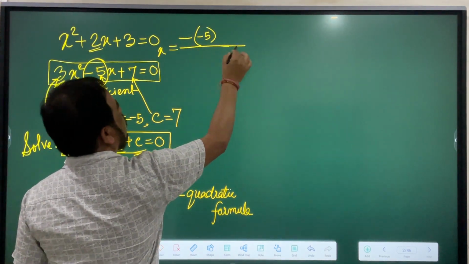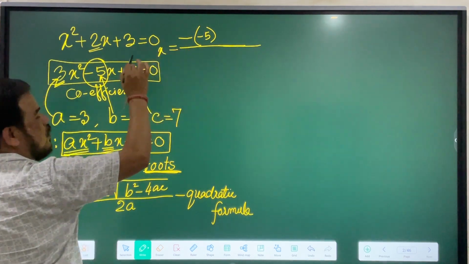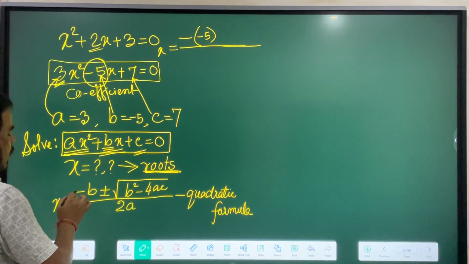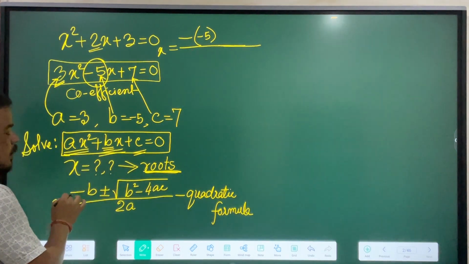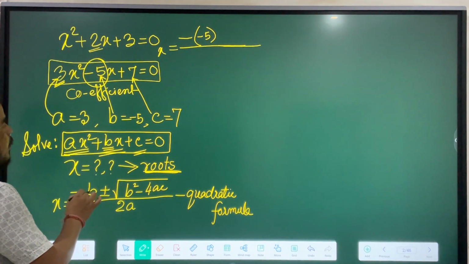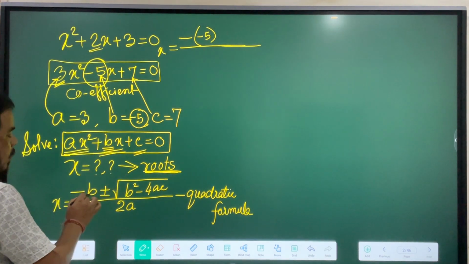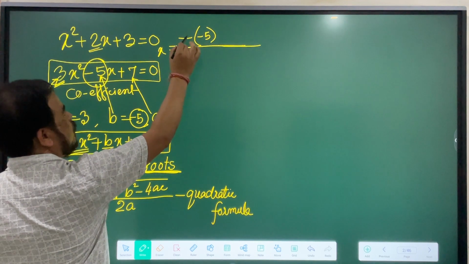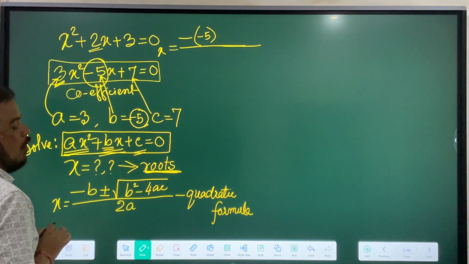This is the mistake we always make. When it is minus b, we write only minus 5. That is not correct. This minus sign is from the formula. And what is the value of b? B is minus 5. So in place of b, we have to write minus 5. It is not only a single minus 5. If we write only a single minus 5, that will be wrong.